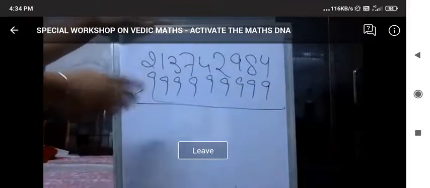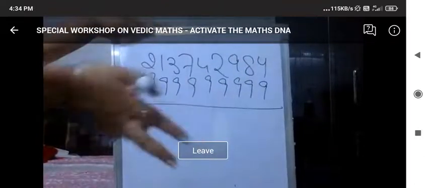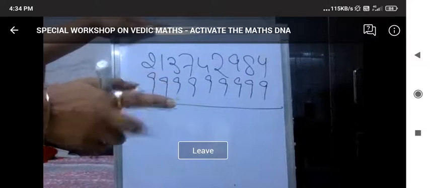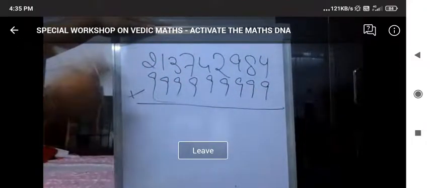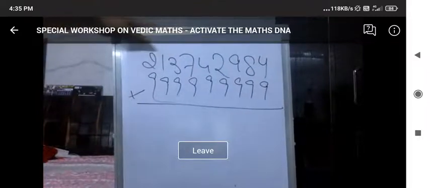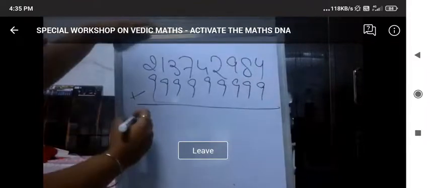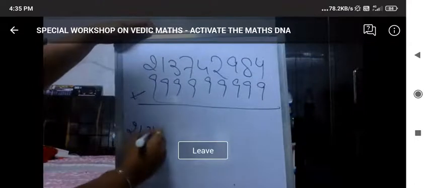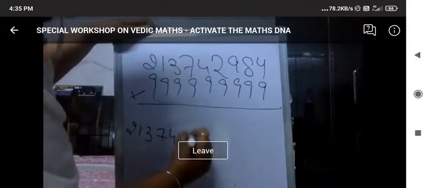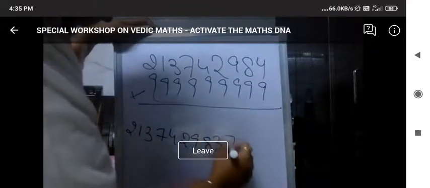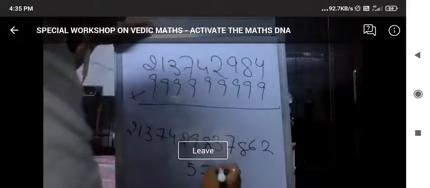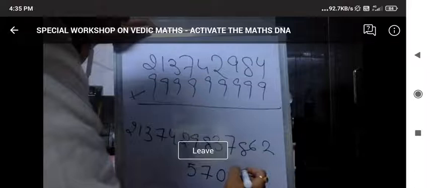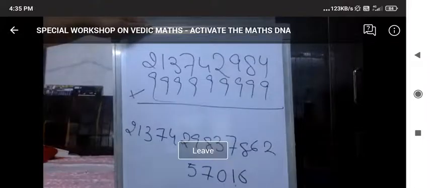I can solve this in less than 15 seconds. Are you able to solve this in less than 15 seconds? You start writing your answers. I'll write my answer and then we can match our answers. Let's give it a try. My answer is... I got my answer. Was I fast?